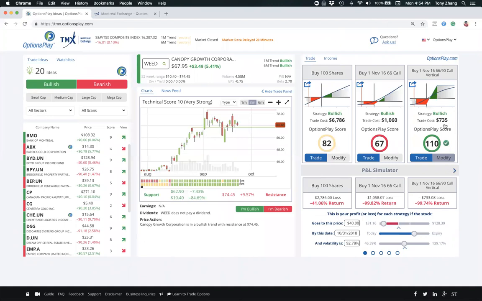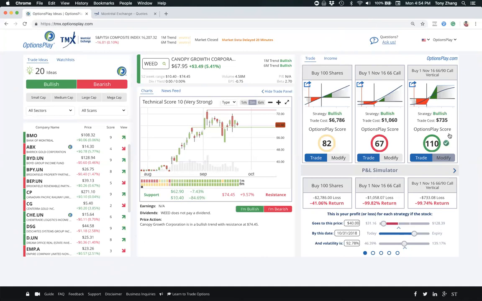But lastly, the strategy here on the right, as you can see, only loses $733 because, again, you can only lose what you've paid for that strategy. So by paying the least amount for the debit spread, even if you're wrong on this trade, you actually lose the least amount of money. So that's really why this strategy here on the right gives you the highest options play score.